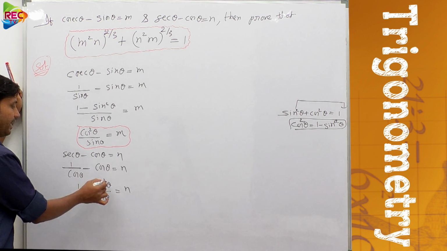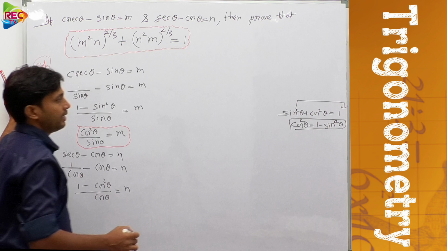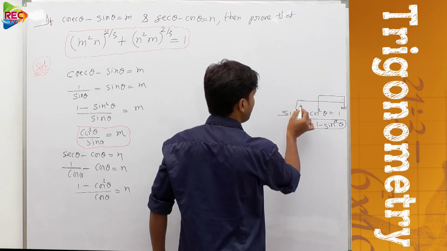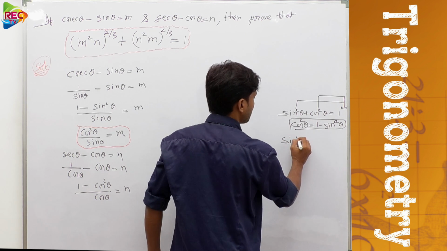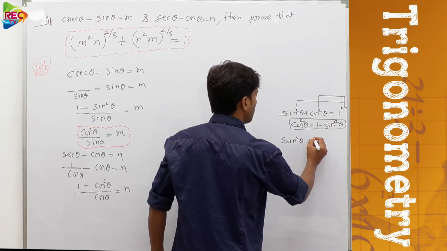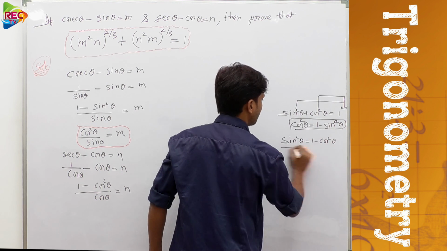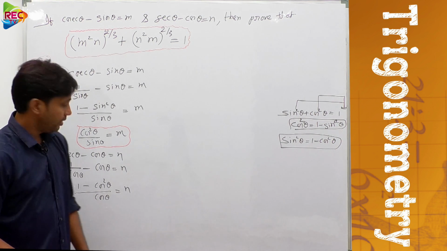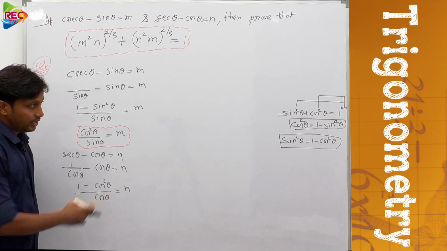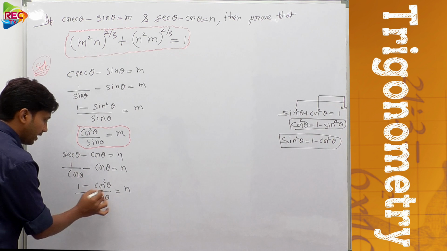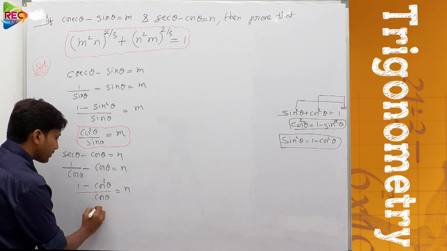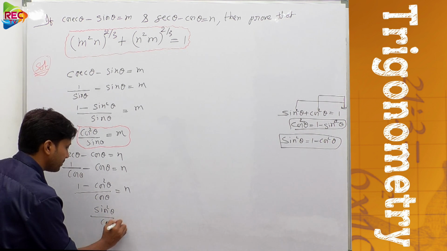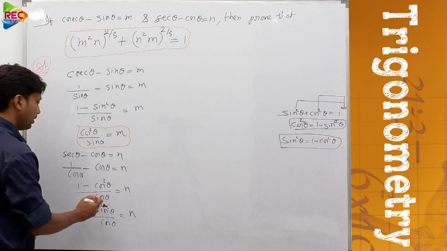Now again, here we obtained 1 minus cos square theta. From the same identity, if you take cos square theta to the other side and leave sin square theta on this side, sin square theta can be written as 1 minus cos square theta. So 1 minus cos square theta can be replaced by sin square theta. So substitute in the numerator sin square theta, so sin square theta by cos theta equal to n.